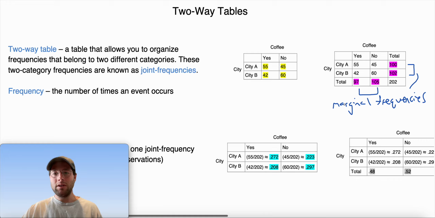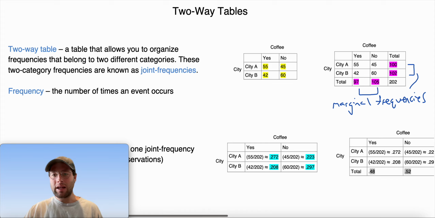For example, the 97, we get by adding up the 55 plus 42. So we're adding up the joint frequencies in this first column. And then the second value, 105, we get that marginal frequency by adding up the joint frequencies in the second column. And then 100, we get from adding up the joint frequencies in the first row. And the 102 comes from adding up the joint frequencies in the second row.